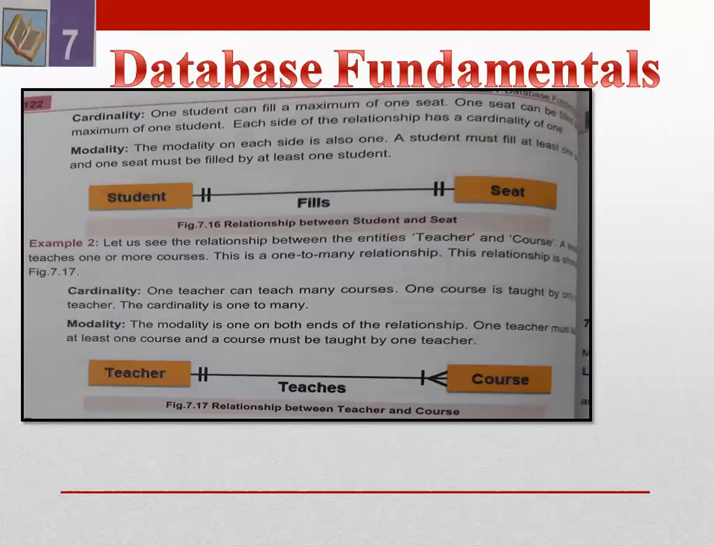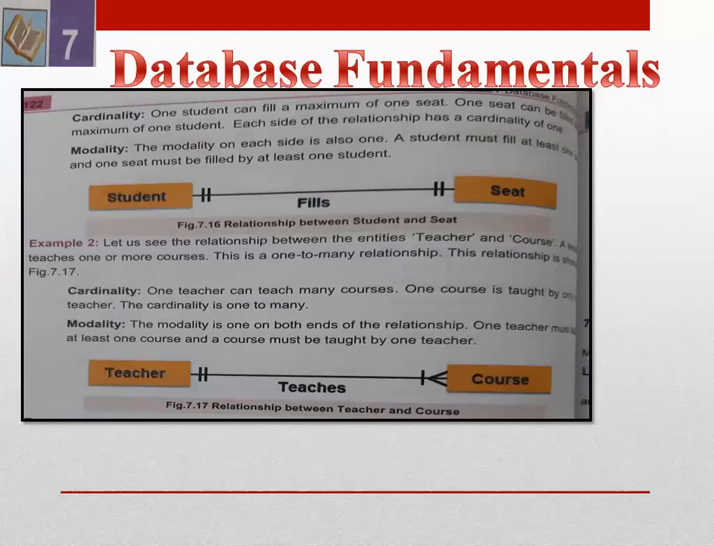So here, one teacher can teach one or more courses, or many courses. This relationship type is a one-to-many relationship. Here on your screen, you can view the graphical representation in ER of teacher and course.